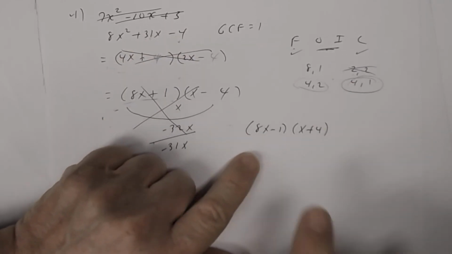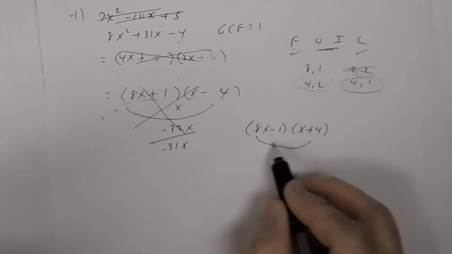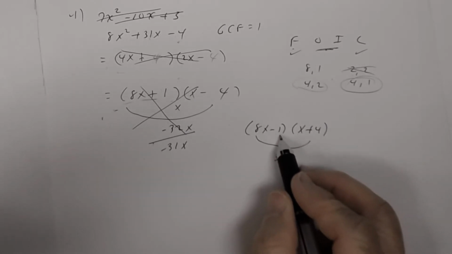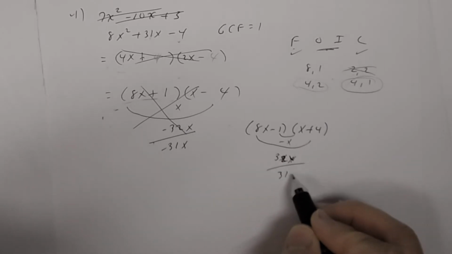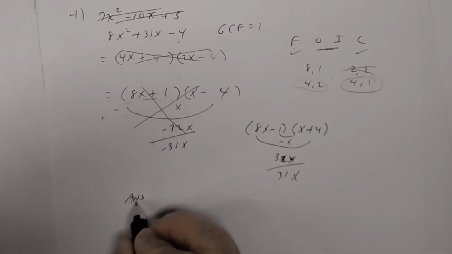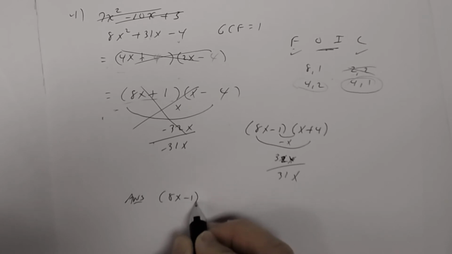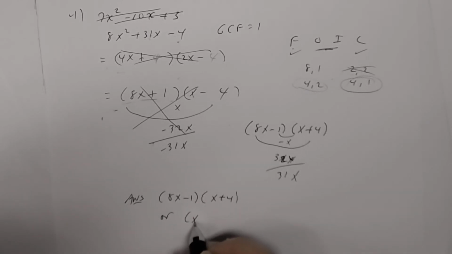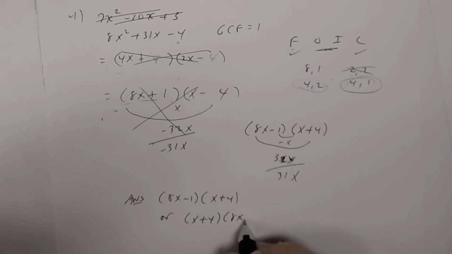Now let's do the outer and the inner. The outer this time, 8x times 4 is 32x. The inner, negative 1 times x is a negative x. I'm going to add them up. I get 31x, which is what you wanted. So there's the answer. The answer will be 8x minus 1 times x plus 4, or you can say x plus 4 times 8x minus 1.